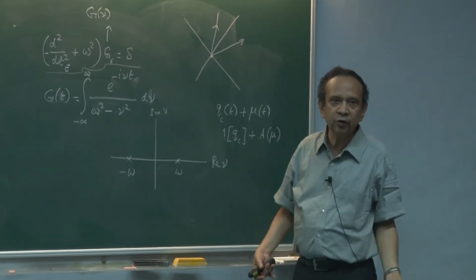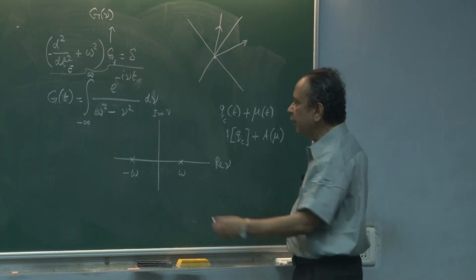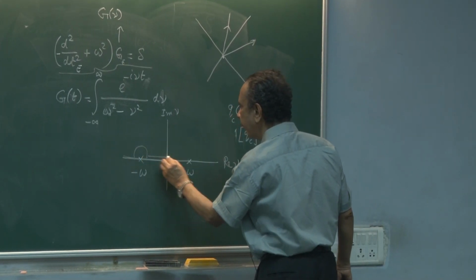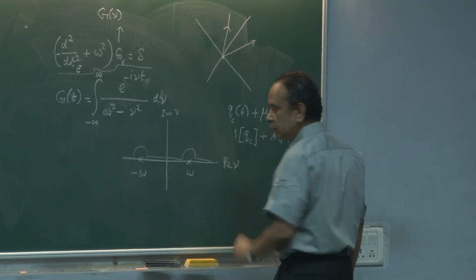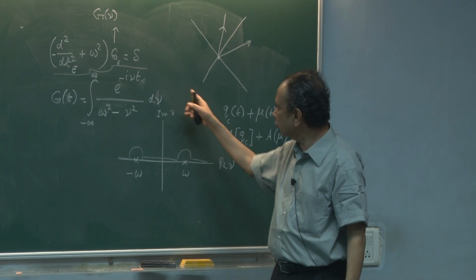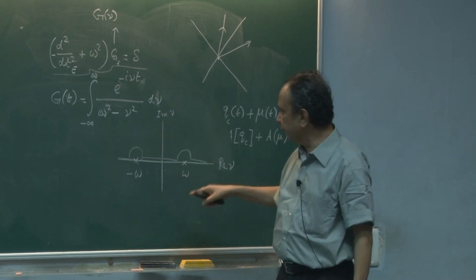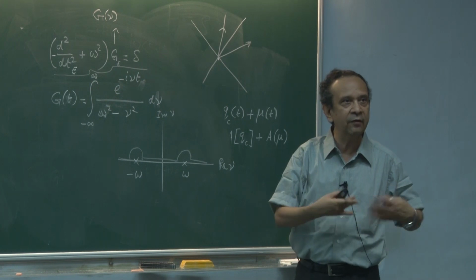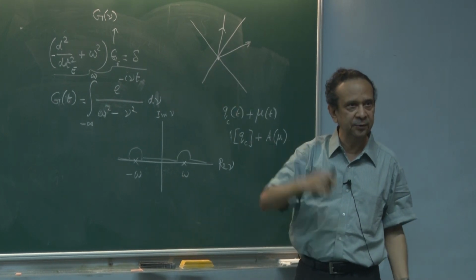So, in how many ways can you avoid the pole? One way to avoid the pole is that you can go up like this. This is good. Then depending on the sign of t, if you close the contour like this, you will get a 0. If you close the contour like this, you will pick up both of them. This is known as the retarded and advanced propagators for the Green's function.